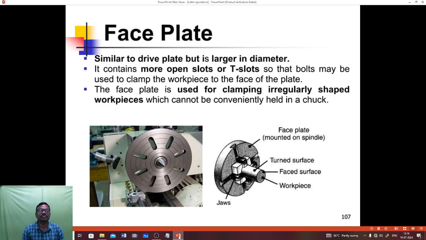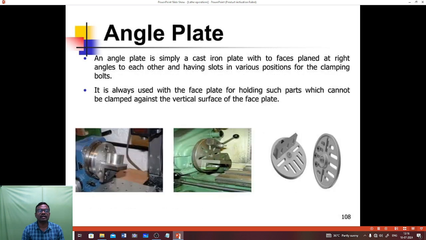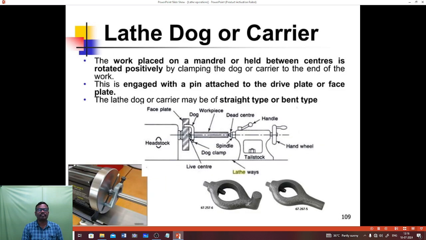It contains more open slots or T-slots so that bolts can be used to clamp the piece to the face of the plate. Angle plate. An angle plate is simply a cast iron plate with two faces planed at right angles to each other and having slots in various positions for the clamping bolts.